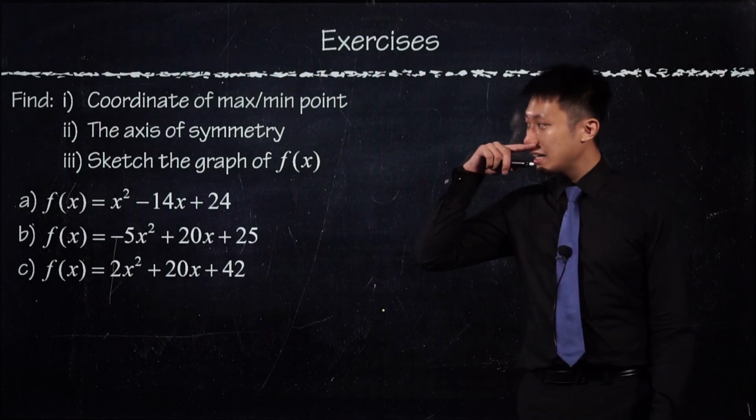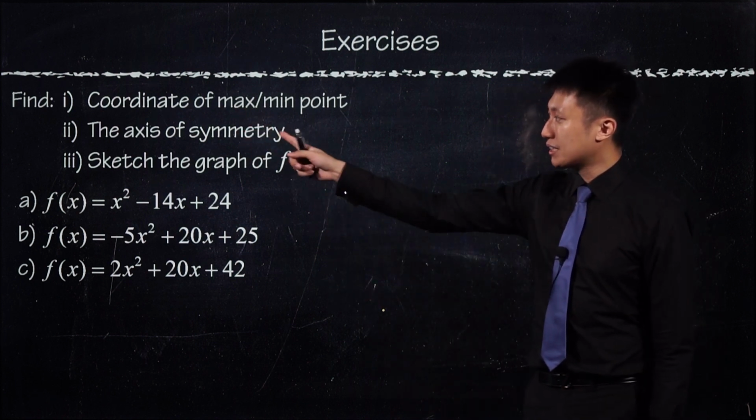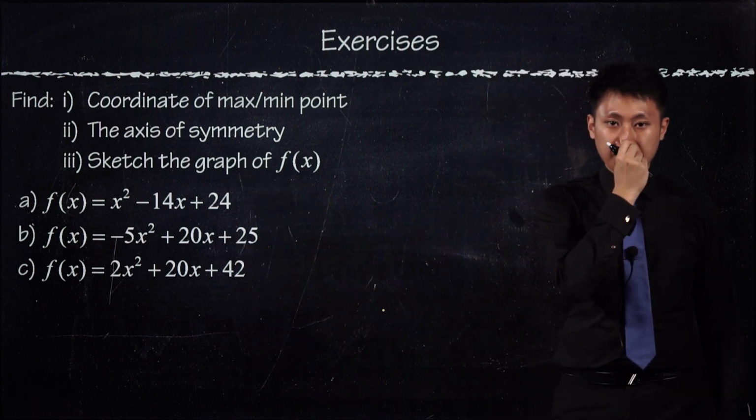Exercise for today: you're going to find the coordinates of the max-min point, the axis of symmetry, and sketch the graph of f(x) for these 3 quadratic functions.